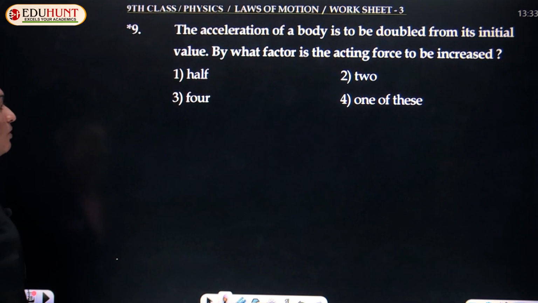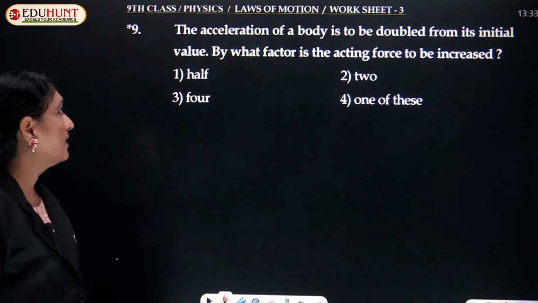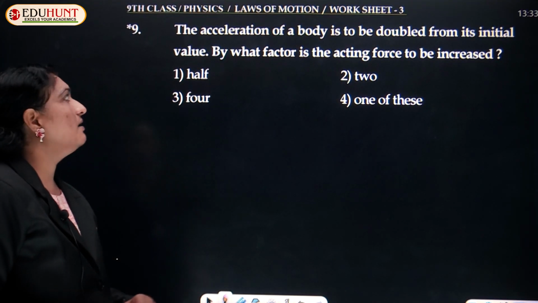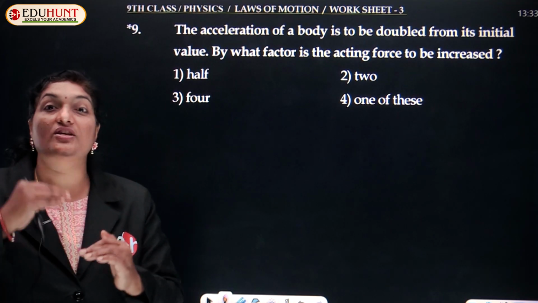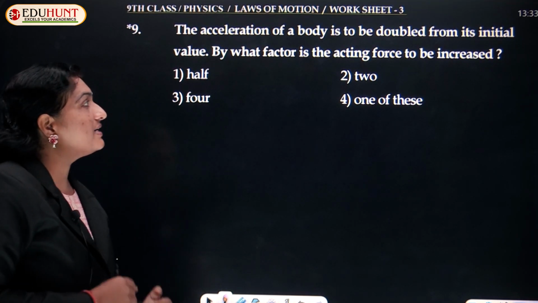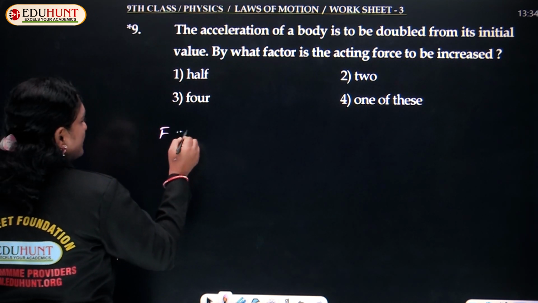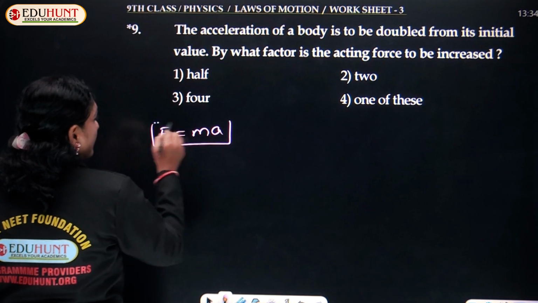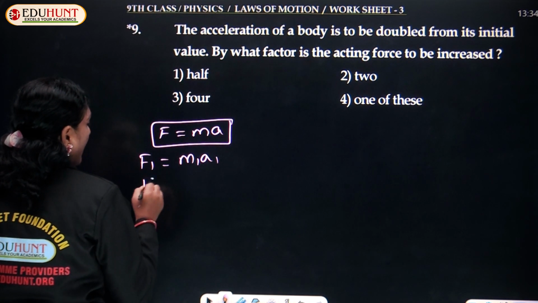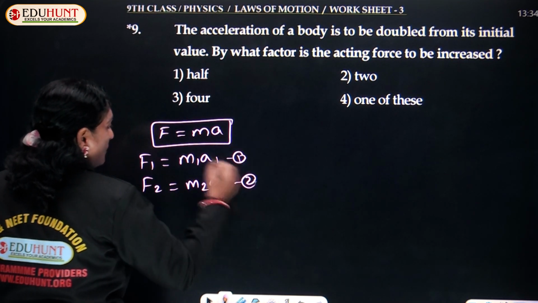Okay. So now moving on to the next question, that is question number 9. The acceleration of a body is to be doubled from its initial value. So what do we have to do? Acceleration is to be doubled. Initially a, now it is 2a. By what factor is the acting force to be increased? As we know the formula for force, F equals ma, this clearly implies that F1 equals m1a1 and F2 equals m2a2. Equation 1 and equation 2.